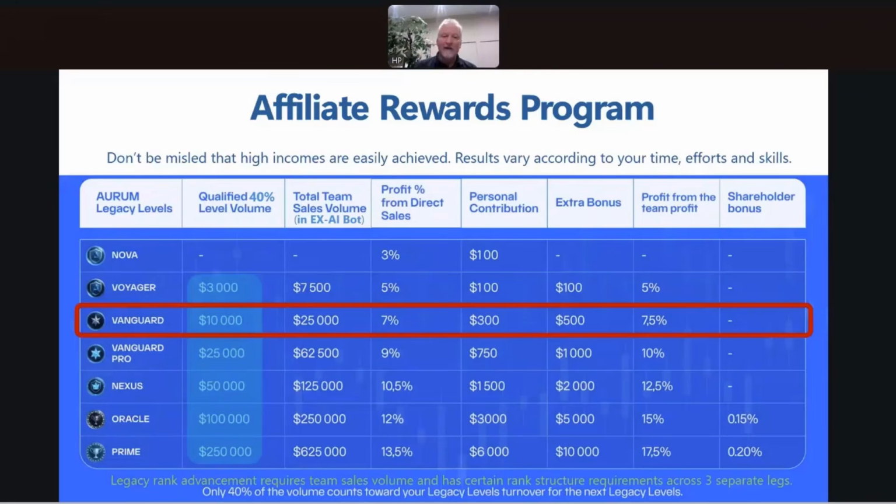All right? And if you understand what I've said, you understand the rest. The rest is just more volume. 62,500 of total team trading, put you on 9%, you get 1,000 bonus. Then you get a 2,000, then you get a 5, then you get a 10.